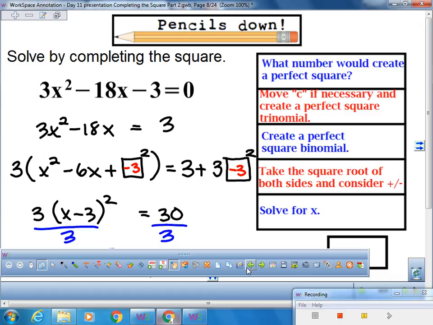Well, no, granted, this is confusing. That's why this is the last lesson of the unit, right?